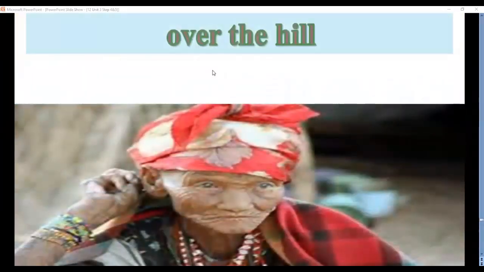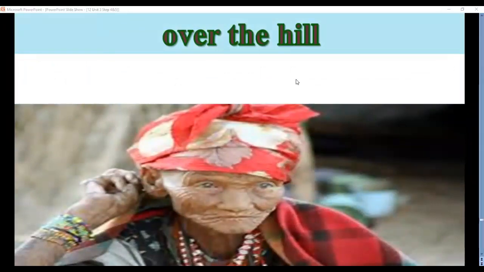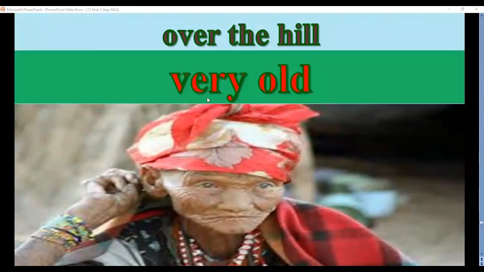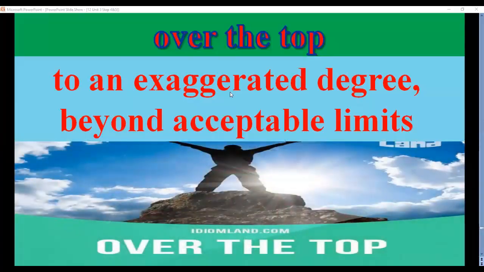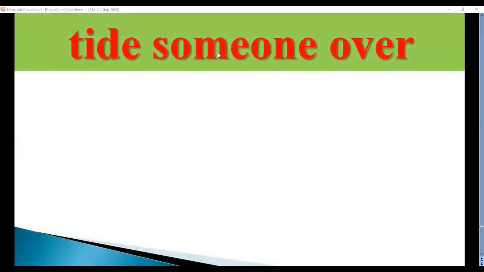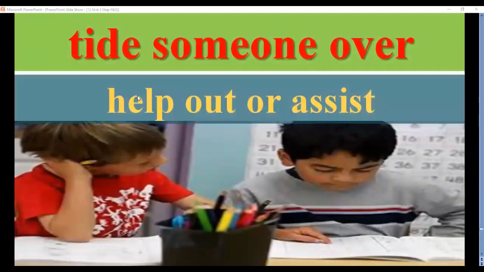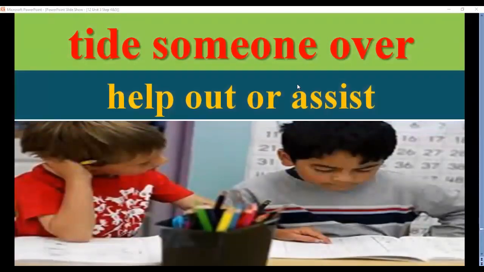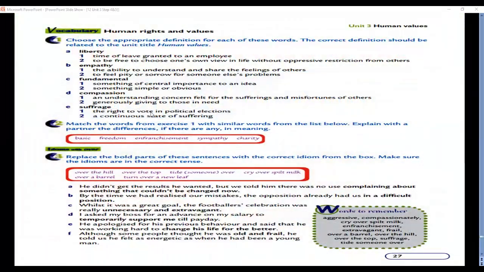Also here, have a look, over the hill. Look at this old woman. She's very, very old, and we can describe her as being over the hill. Over the hill means very old. Next here, we have over the top. Over the top means to an exaggerated degree, beyond acceptable limits. Also here we have tie someone over, to help someone. So here, as you can see, it means help out or assist.